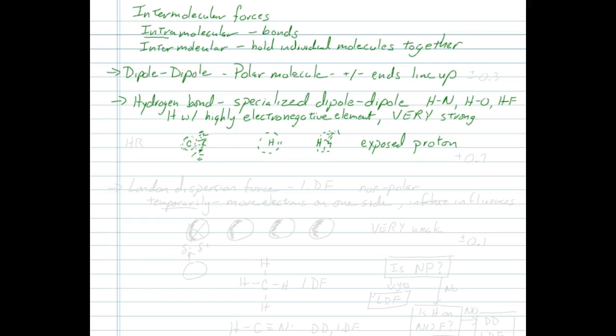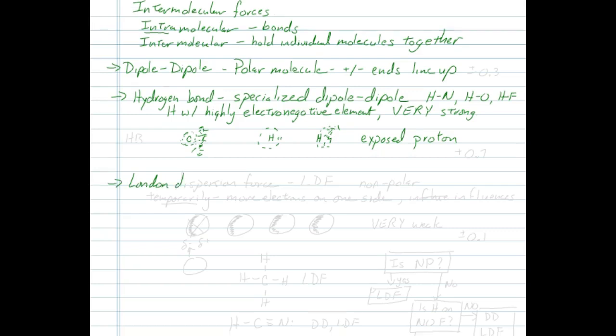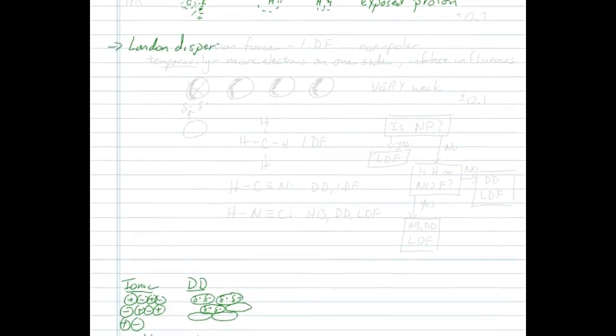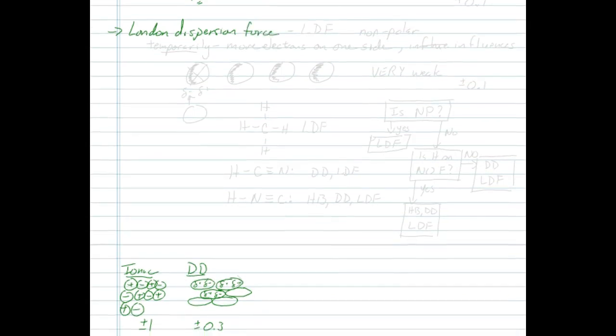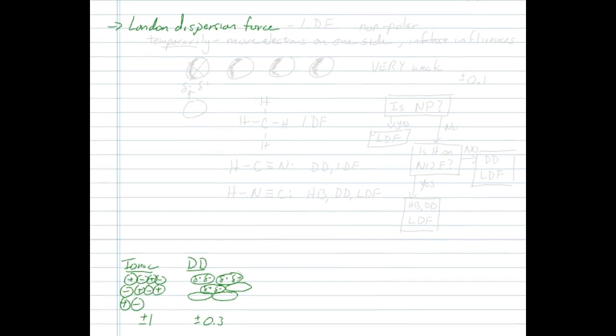The last type is London dispersion force. A hydrogen bond is abbreviated HB. London dispersion force is abbreviated LDF. It's named after a scientist named London, not the city in England. And this occurs with the non-polar molecules.